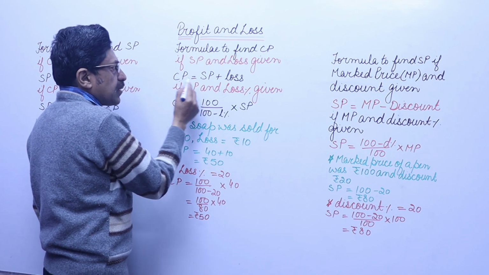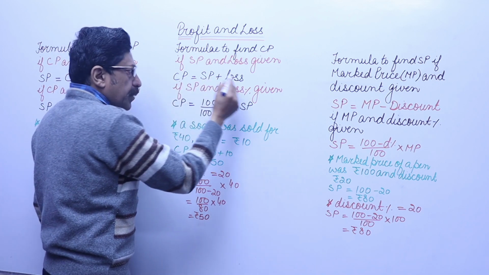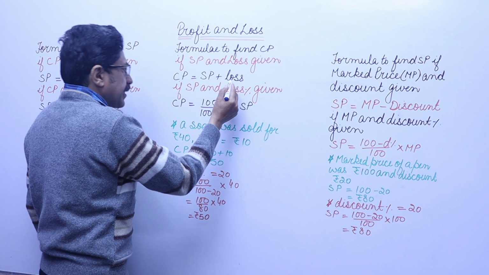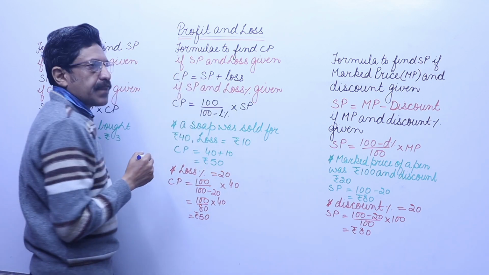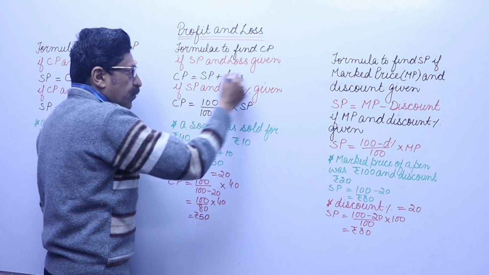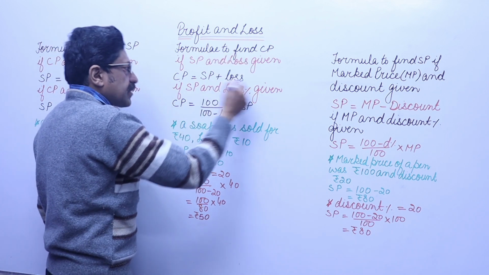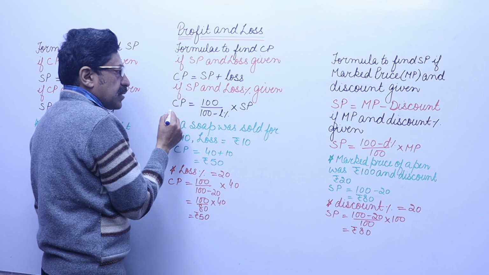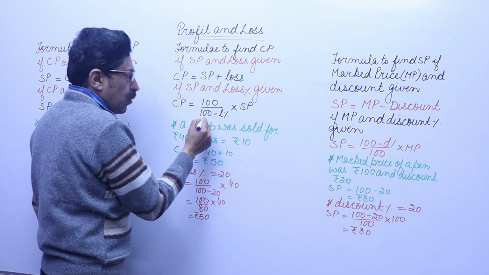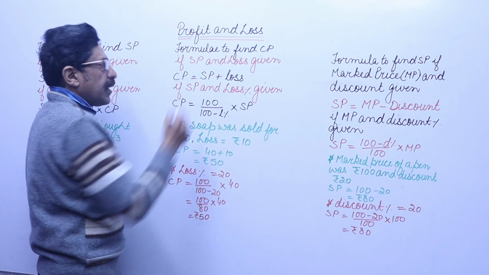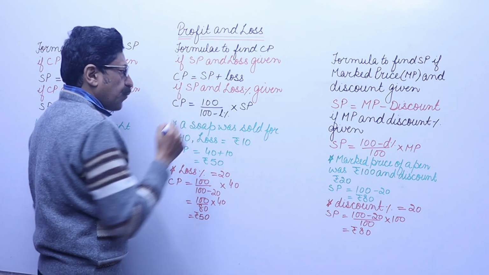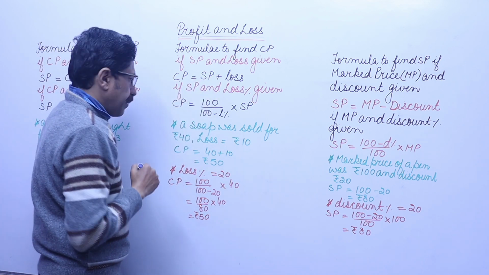Next, formula to find cost price when selling price and loss are given. Cost price is equal to selling price plus loss, which makes it clear that in this case cost price is more than the selling price. In place of loss, if loss percent is given, then cost price is equal to 100 over 100 minus loss percent into selling price. Let us try to understand these two formulae using one example.